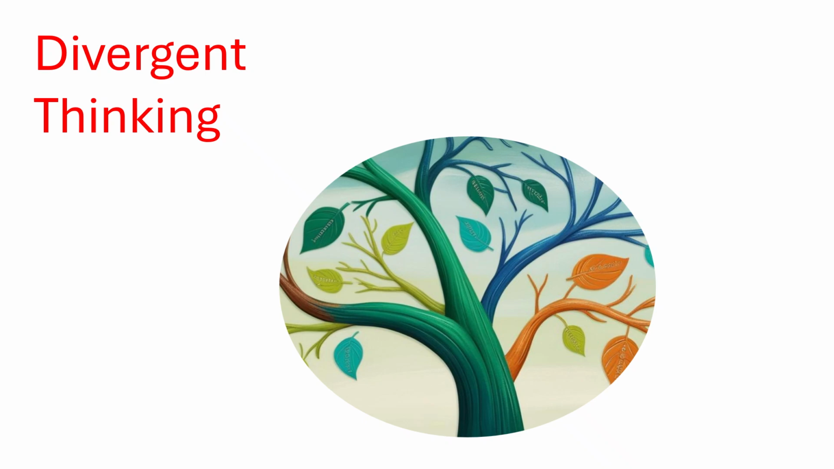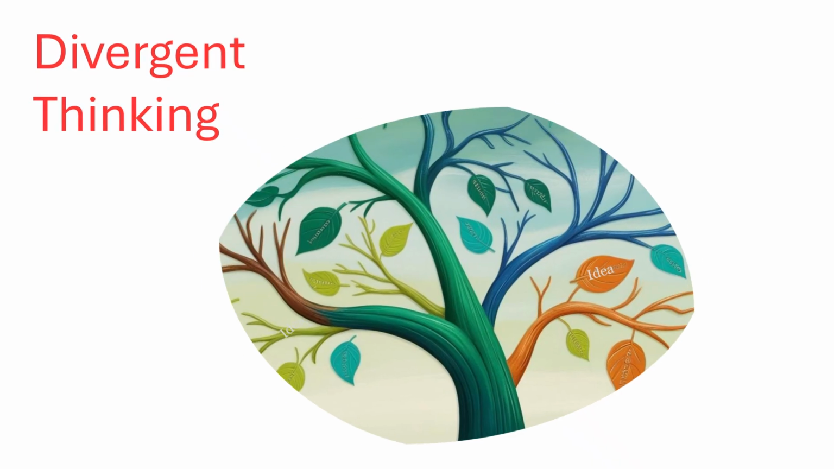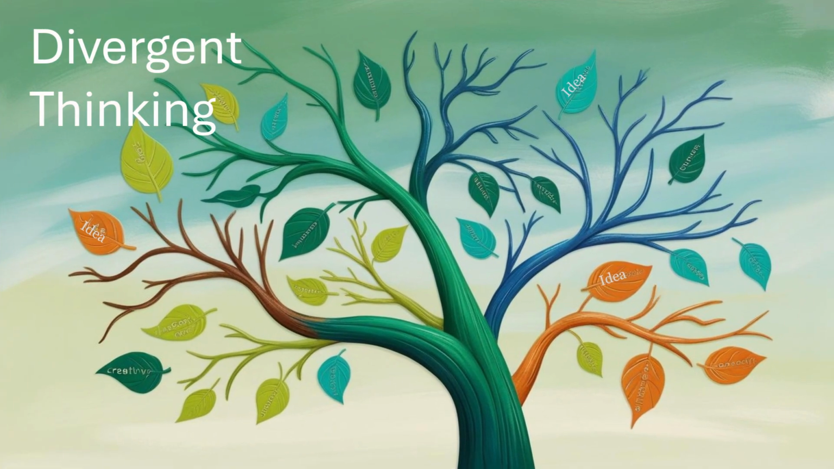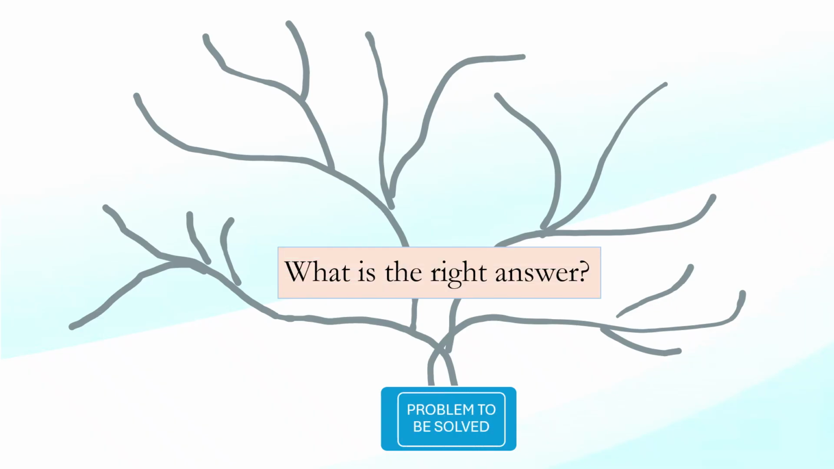You can think of divergent thinking as a tree blooming with branches and leaves as it grows in many sizes and shapes and colors, each one representing an idea or concept. The more you nurture the tree, the fuller it gets. Let's say you are trying to solve a problem. At the root of the tree is your project or the problem to be solved. Instead of asking, what is the right answer? You ask, what are all the possible answers?